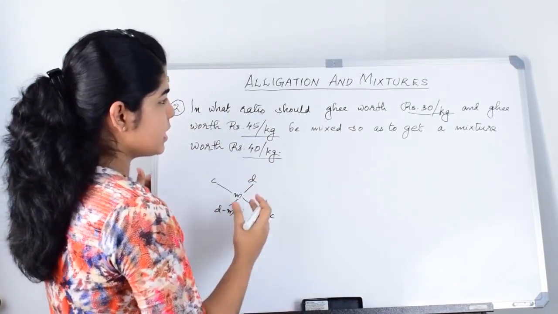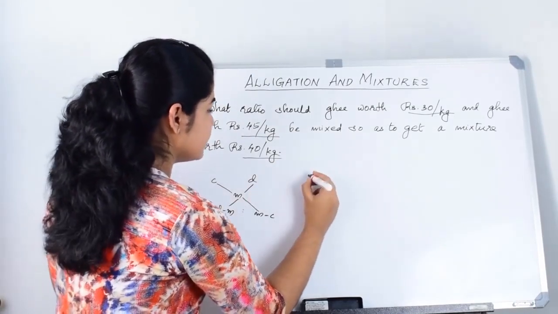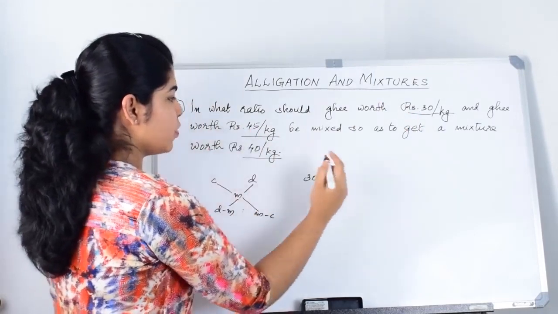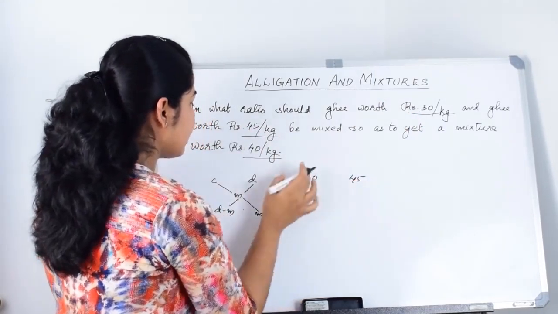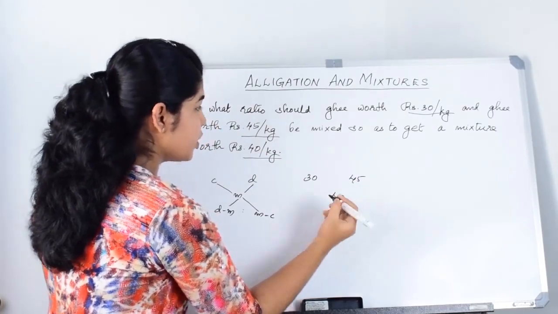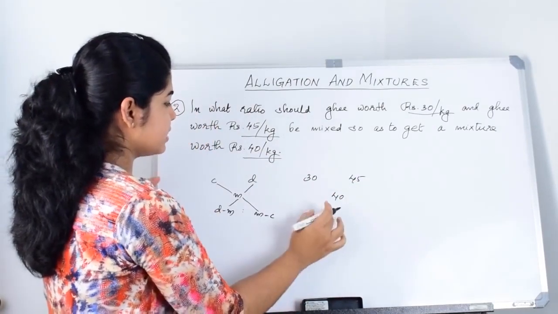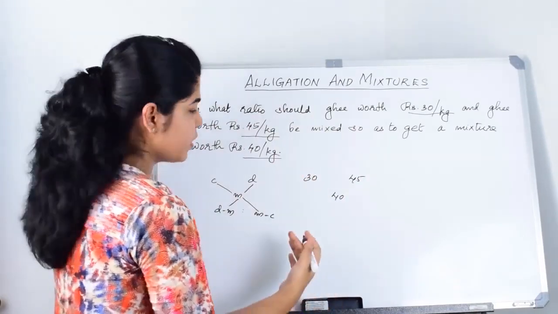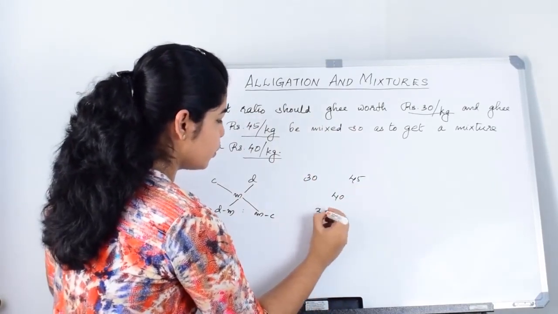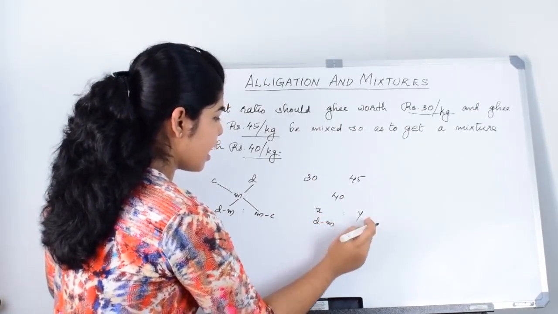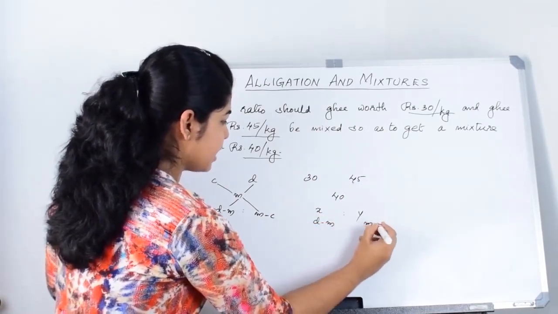Now by the question it is given that the cheaper price is 30, right? And the dearer price is 45. So you can write it here, and the mean price is 40. So what you need to find is x is to y, the ratio in which the two types of ghee are mixed. For that, you know that x is d minus m and y is m minus c.